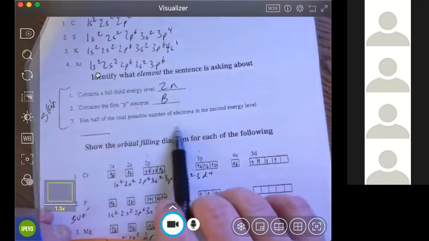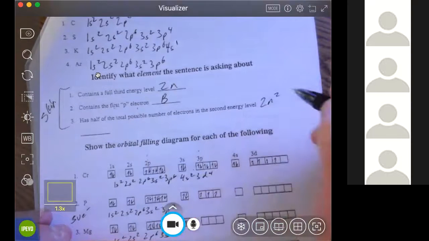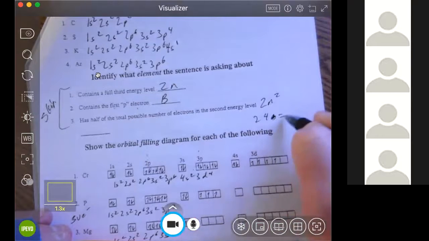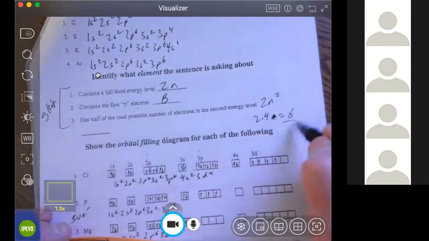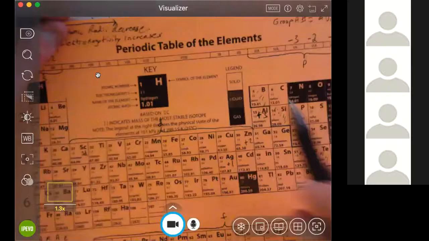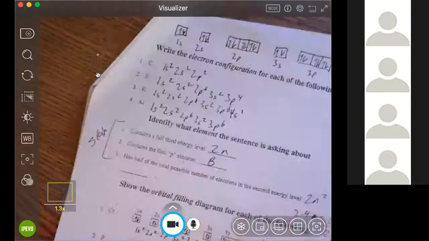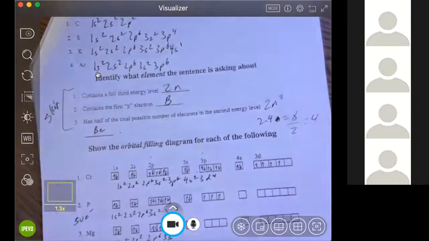Has half the total possible number of electrons in the second energy level. 2n squared, right? So 2 squared is 4. 4 times 2 equals 8. What is 1/2 of 8? That is 4. So who has 4 electrons? None other than beryllium.